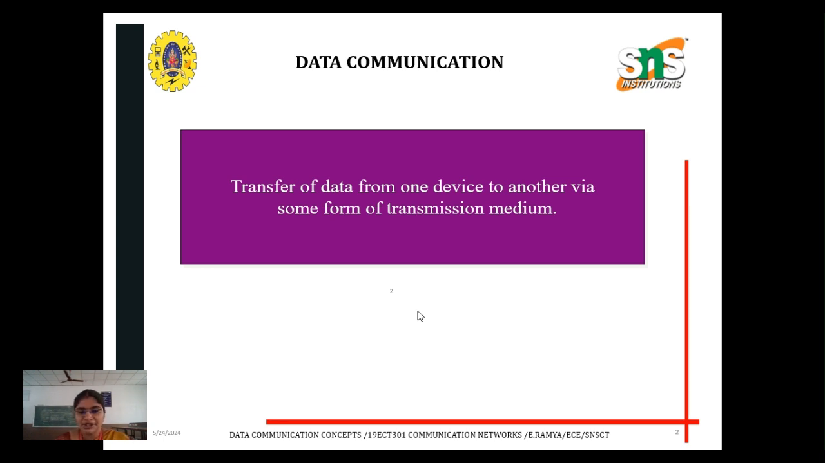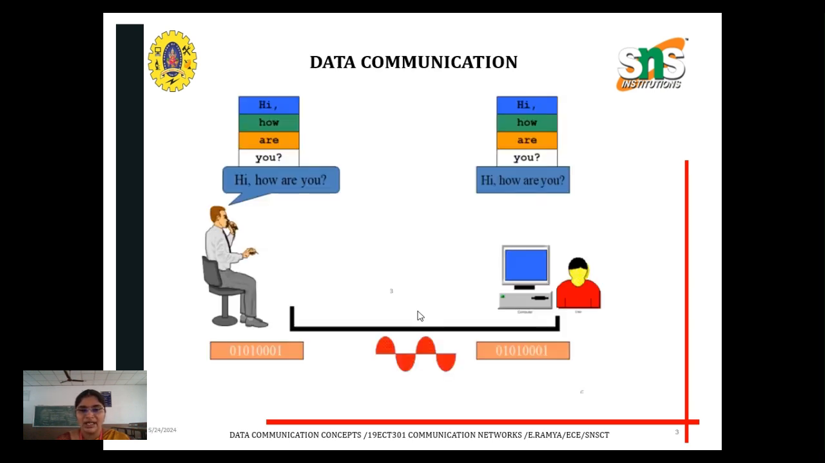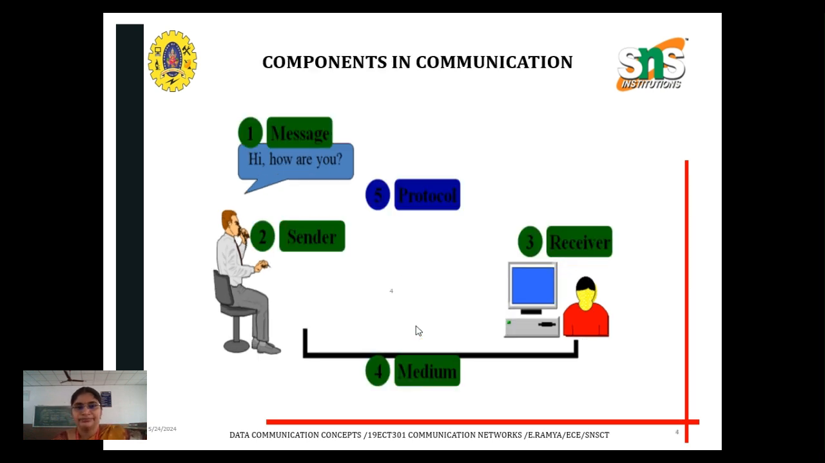So what are the transmission media you know? We have two types of transmission medium: wired transmission medium and wireless transmission medium. So how does data communication occur? "Hi, how are you?" We can split this data and send it in bits format, 0101, from sender to receiver. In between we have a transmission medium. So this is the concept of data communication.